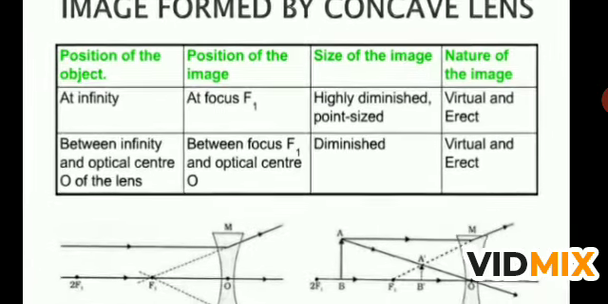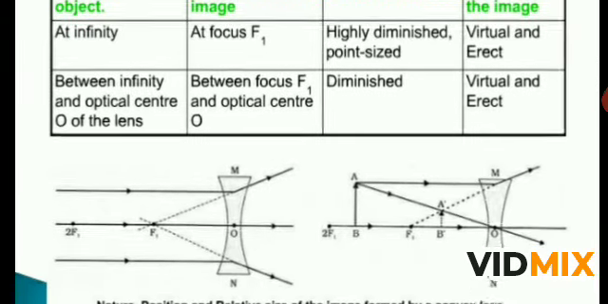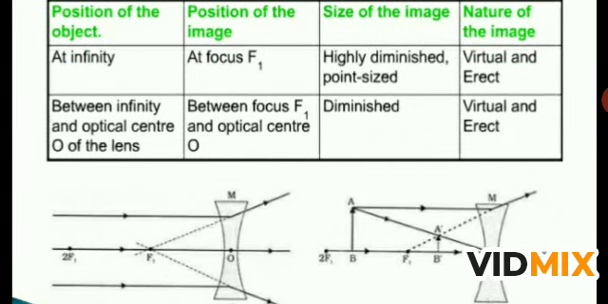Next, in the case of concave lens, if you see the position of object, there are two positions of object. One is at infinity. When the object is at infinity, if you see the first diagram, the light rays are coming parallel and they diverge from the lens, and if you make the light rays move backward, you will get a point called F. This is virtual focus. So we can say that when the object is at infinity, the position of image is at focus, the size of image is highly diminished, and the nature of image is virtual and erect.